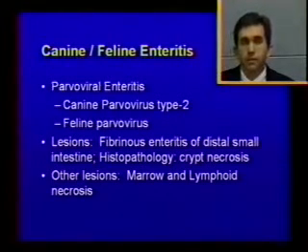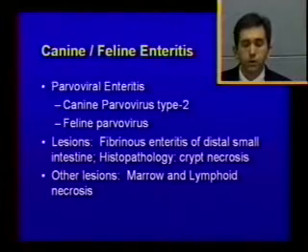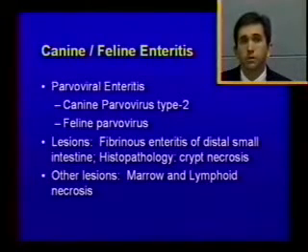Both dogs and cats develop enteritis due to a parvovirus. And we're probably most familiar with canine parvovirus, a very common cause of enteritis in dogs. And the agent in that case is canine parvovirus type 2. In cats, a similar virus known simply as feline parvovirus also causes enterocolitis, or enteritis, which means that it focuses on the small intestine.